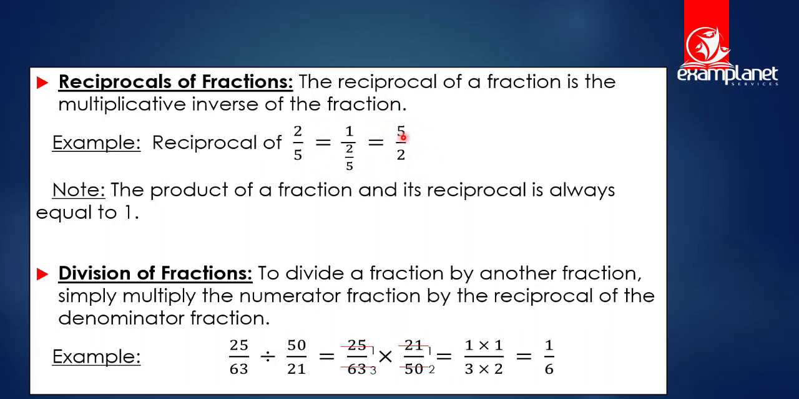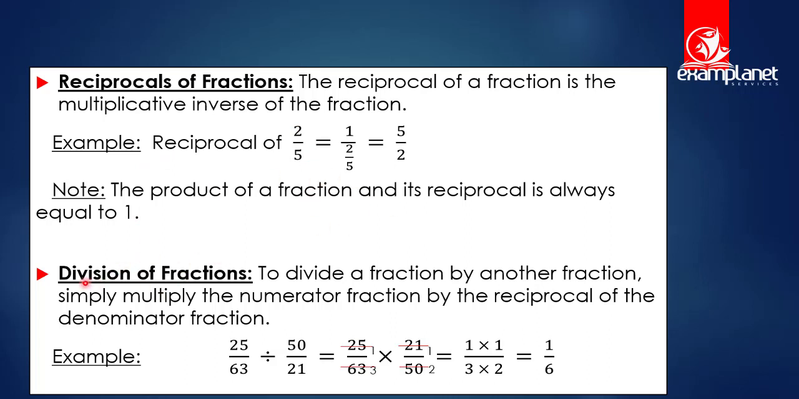So this reciprocal is the multiplicative inverse of this number, because when you multiply 2 over 5 times 5 over 2, 5 divided by 5 gives 1, 2 divided by 2 gives 1, and that will give us 1 at the end of the day. So that's why it is the multiplicative inverse: since we multiply these and get 1, this number is the multiplicative inverse of that number, and vice versa. So 5 over 2 is the reciprocal of 2 over 5, and 2 over 5 is the reciprocal of 5 over 2. The product of a fraction and its reciprocal is always equal to 1. That's a fact. When you multiply a fraction and its reciprocal, you will always get 1.